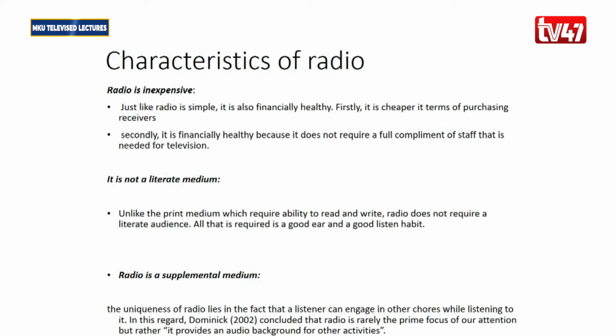Now look at the radio set. If you are to purchase one, even a person who is so poor can afford to have that device, okay? So with, for example, something like 200, you can afford a fairly small radio set. Compare that with television, where you require a number of thousands of shillings to be able to get one.